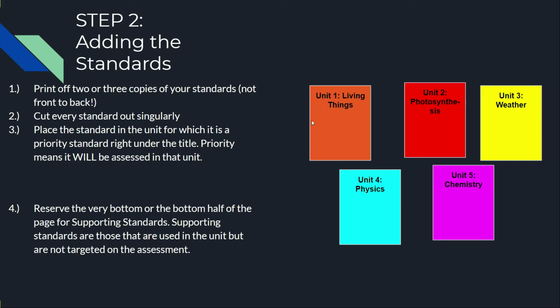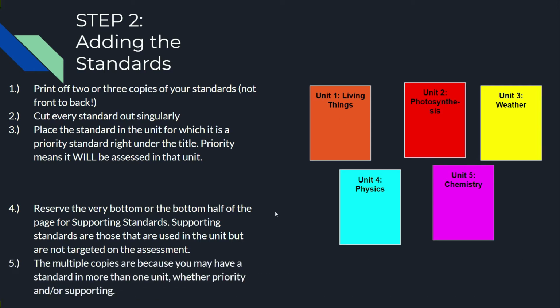So you're going to put your priority standards on the top, your supporting standards on the bottom. The supporting standards aren't necessarily assessed, but they might be used in order to help the students learn the priority standards. And this is exactly why we make multiple copies, because you might have something that's a supporting standard here, but it ends up being a priority standard here. And honestly, they should be in multiple places if you have time.